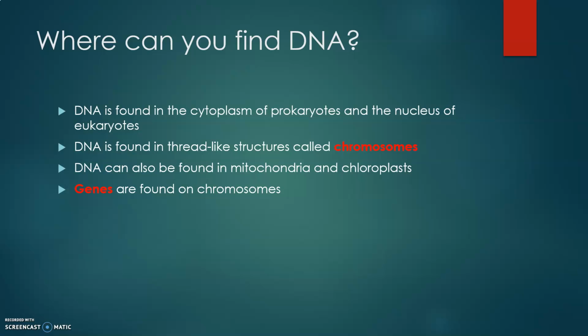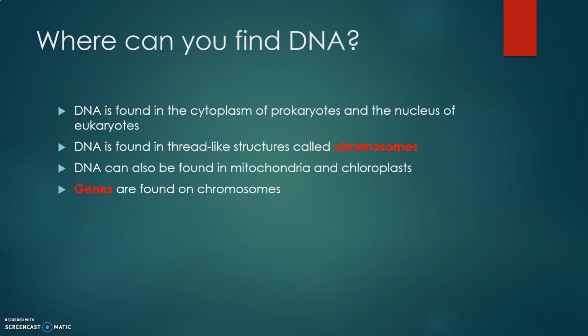If we recall, prokaryotes are organisms without a nucleus, so pro meaning before, and eukaryotes are organisms like us, whose cells have a true nucleus. Now, DNA is found in thread-like structures called chromosomes. DNA in eukaryotes can also be found in mitochondria and chloroplasts. We'll get back to that later when we talk about the endosymbiotic theory, which explains how the eukaryotic cell may have evolved.